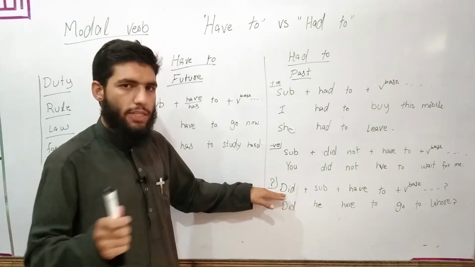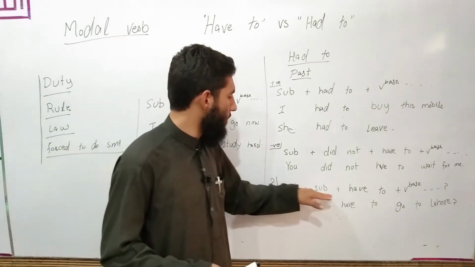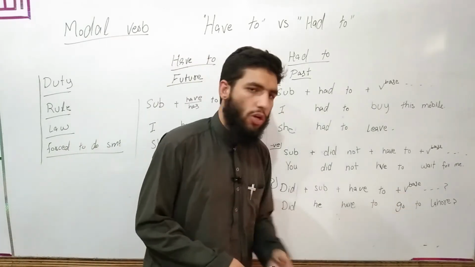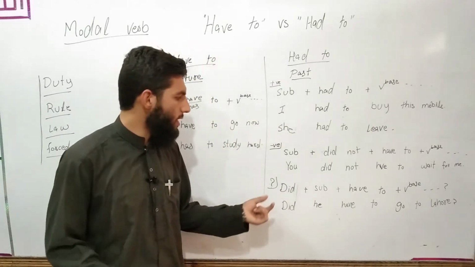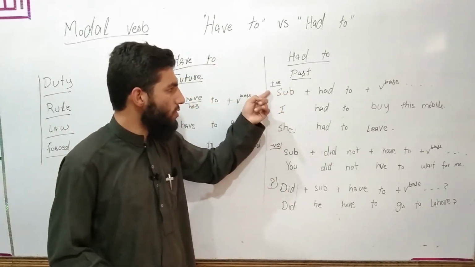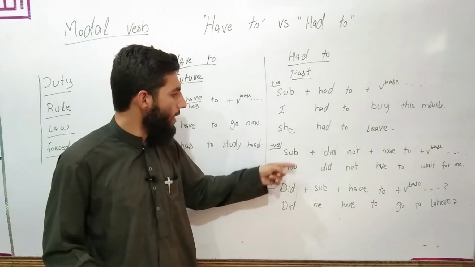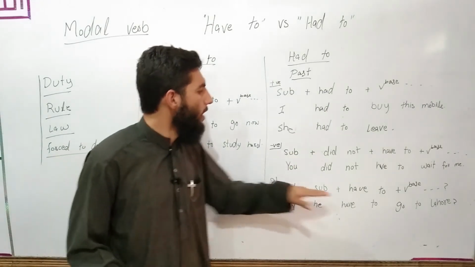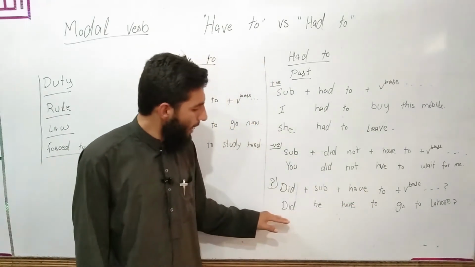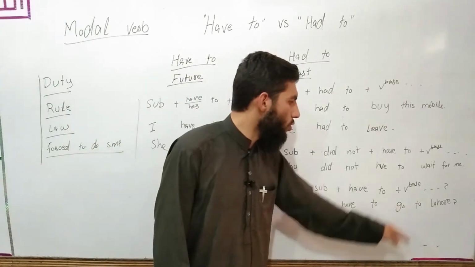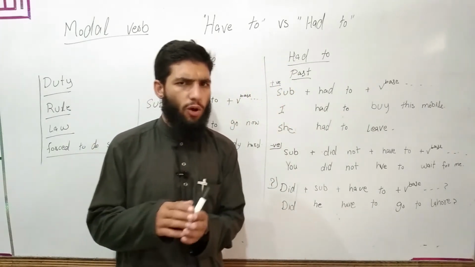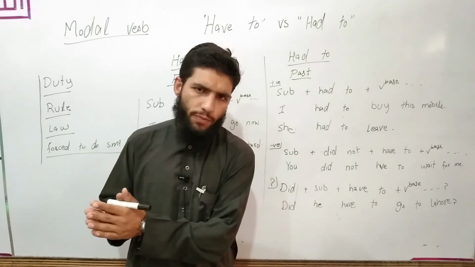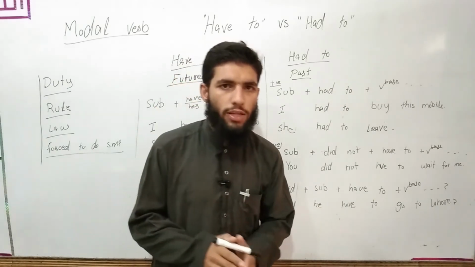So next, the interrogative structure: did plus subject plus had to plus verb base form and rest of the sentence. Keep that in mind. Only for the positive structure had to is used, but for negative and interrogative, did is used and then have to. For example, did he have to go to Lahore?